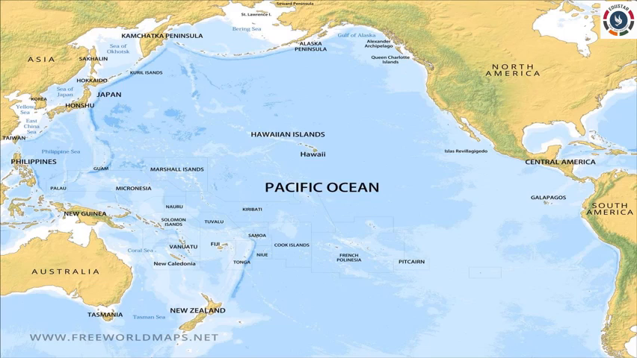Pacific Ocean is the largest and the deepest ocean and covers about 1/3 of the Earth's surface. Pacific Ocean is almost circular in shape. The deepest part on the Earth's crust, known as Mariana Trench, lies in Pacific Ocean.